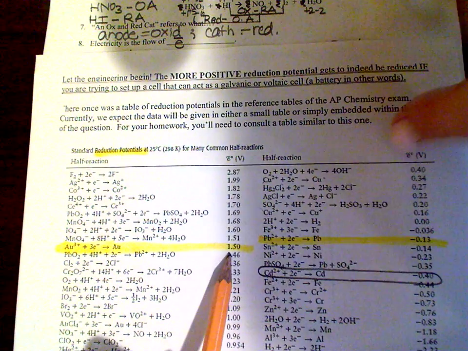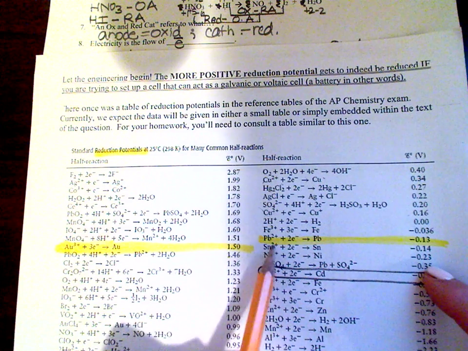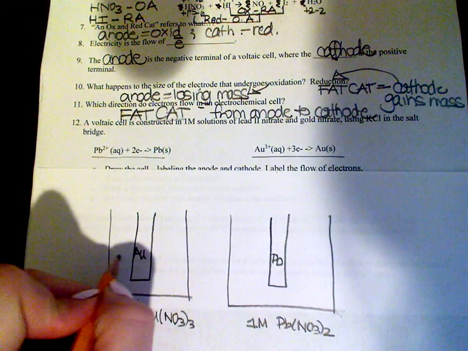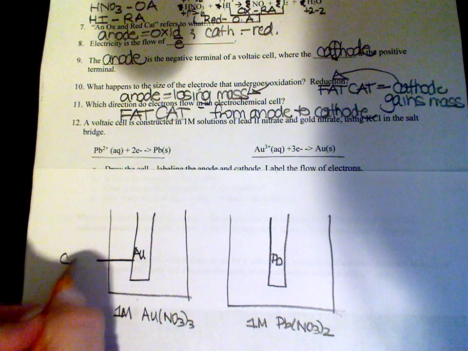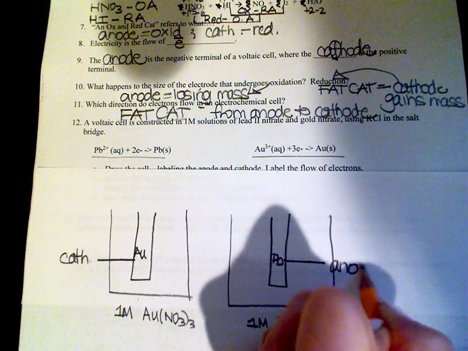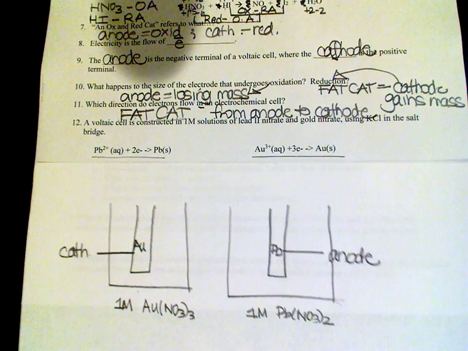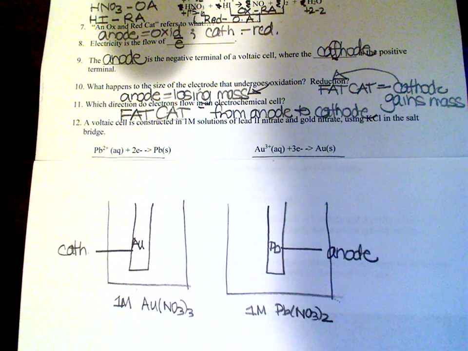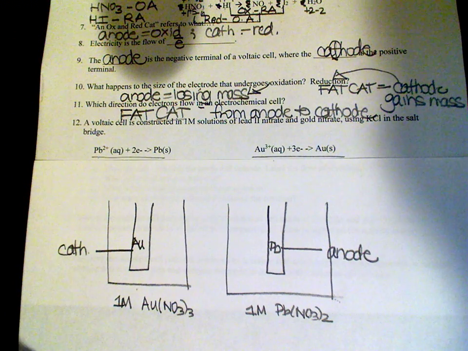So this is the highest. So lead is oxidized and gold is reduced. So this must be, since it's reduced, the cathode. And this, since it's oxidized, must be the anode. Again, whatever's the most positive on that reduction potential is going to be reduced. I'm also going to go ahead and write down the numbers here.